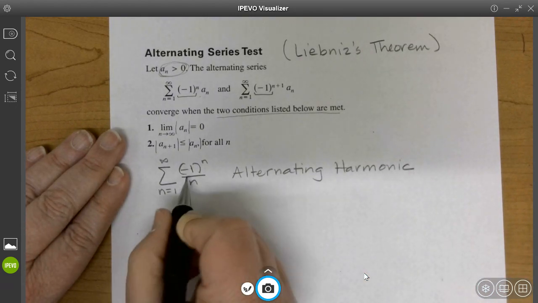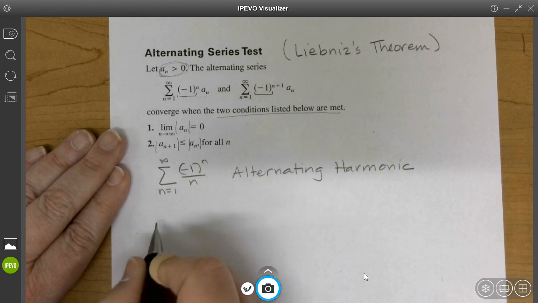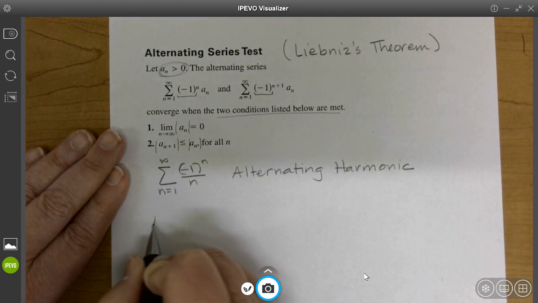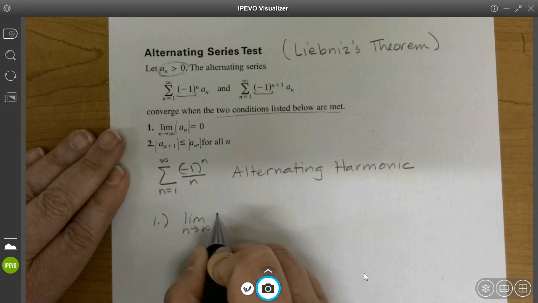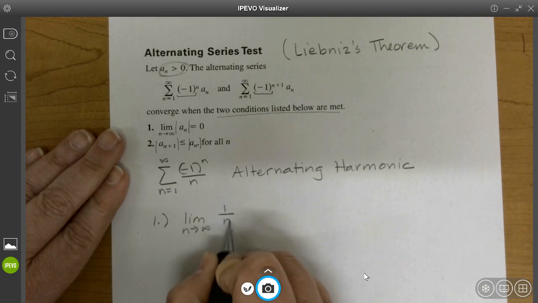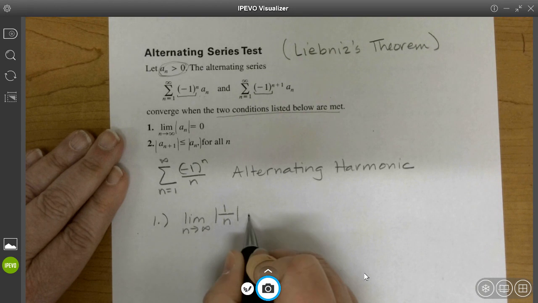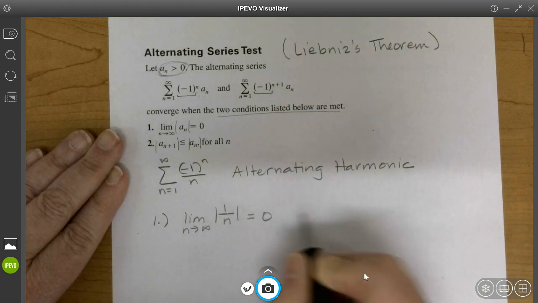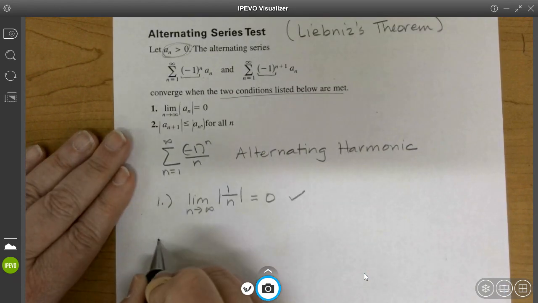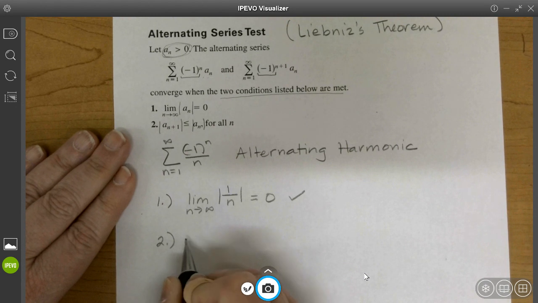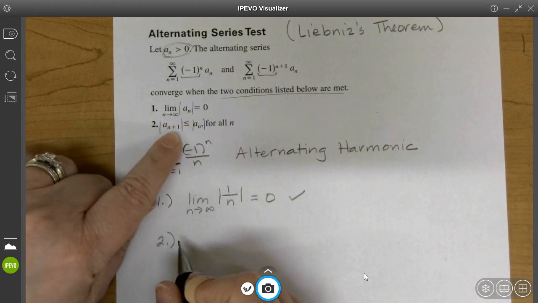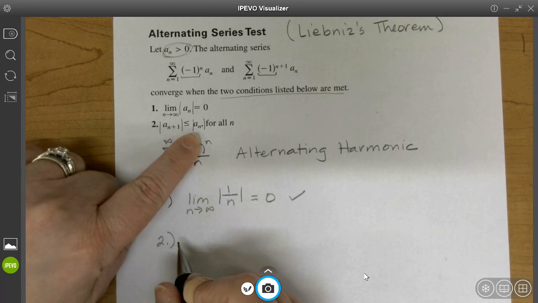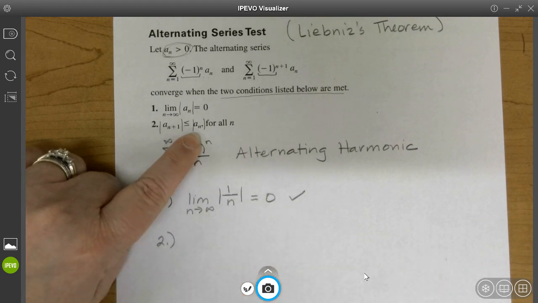All right, so it's alternating, because it's got the alternating piece. So let's do the test. Part 1 says the limit as n goes to infinity of the absolute value of 1 over n has to go to 0. Well, yay, it does. That's the first check. The second one is that the terms have to be getting smaller, because this states that the n plus 1th term better be smaller than or equal to the nth term.